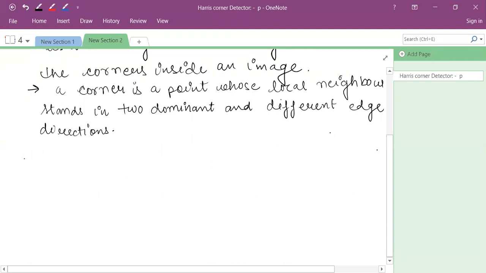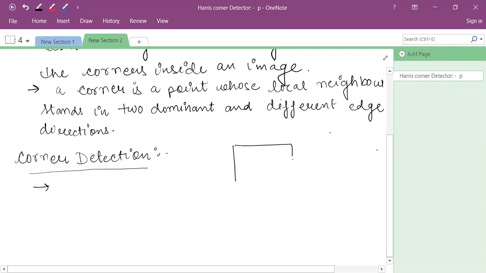So how to detect the corner? Corner detection steps using the Harris corner detector algorithm. There is also some mathematics utilized by Harris. First, we have to create a small window. Suppose this is your image, and inside this image you have to create a small window. Sometimes it is 3 cross 3, sometimes 3 cross 2. This is the small window you have to create.